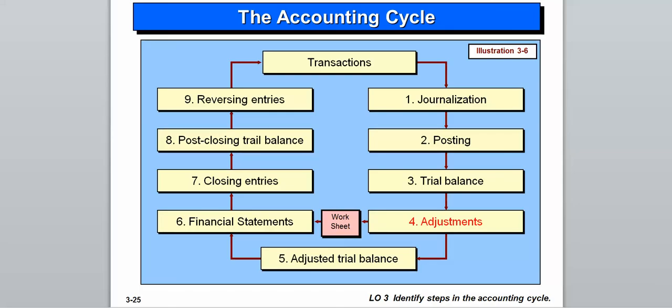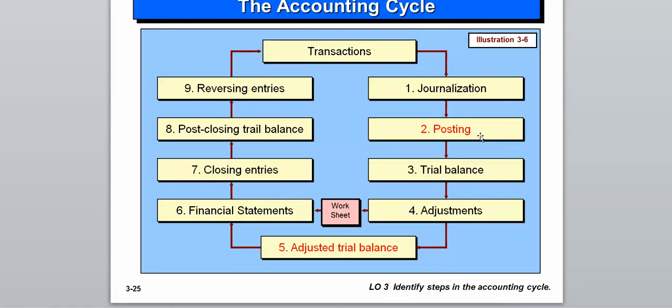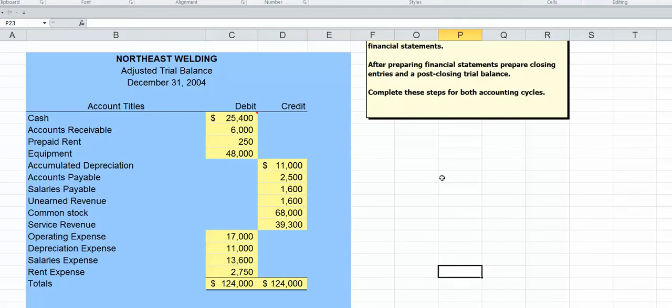In terms of our accounting cycle, after recording our adjustments, which again are internal events or events occurring entirely within our business, we will post the transactions to our general ledger and then prepare an adjusted trial balance, and we will use our adjusted trial balance to prepare financial statements.